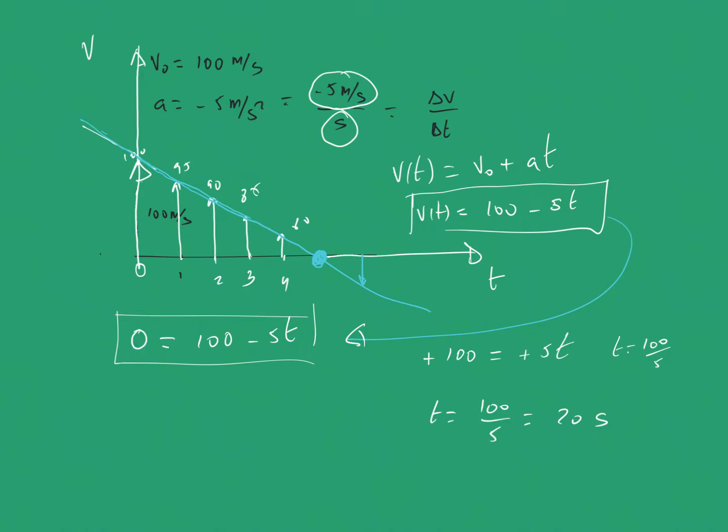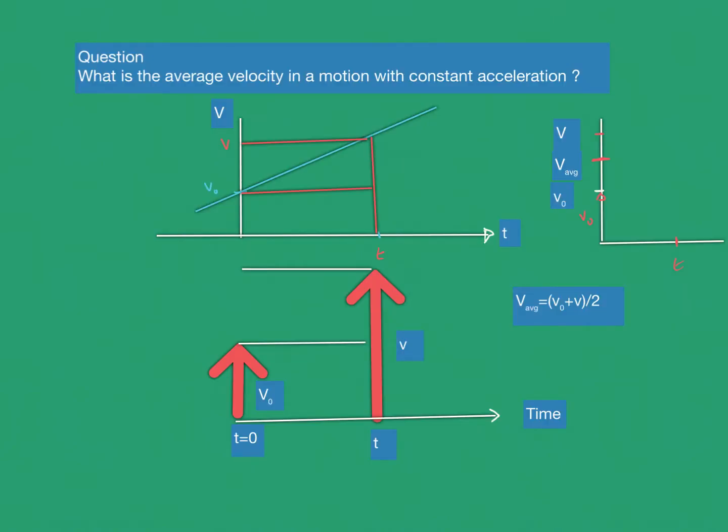When v equals 0, it means 100 minus 5t will be equal 0. So solving this equation, we will obtain that t is 100 divided by 5, so t equals 20 seconds. So this is what we did in class.